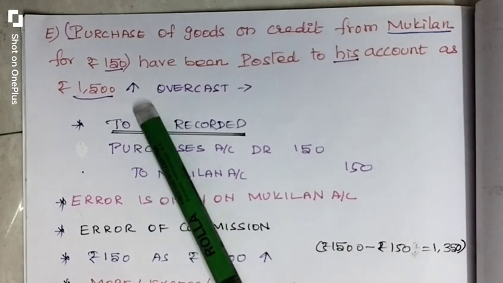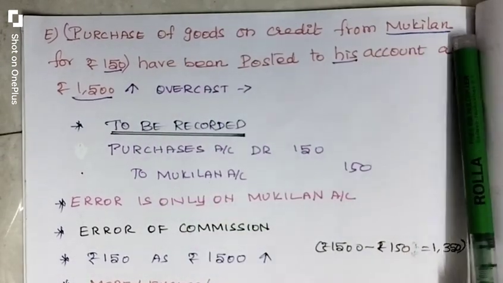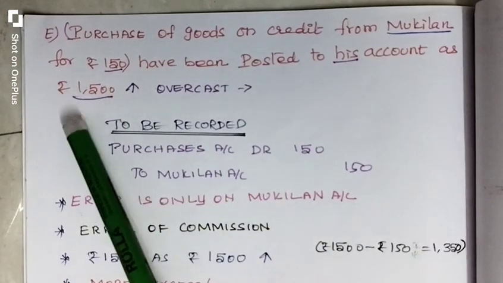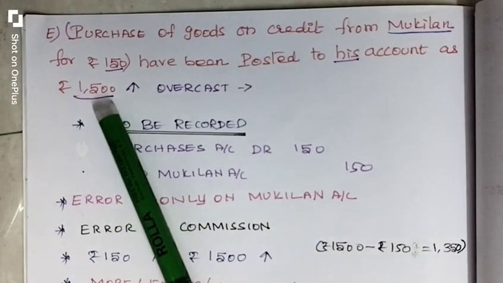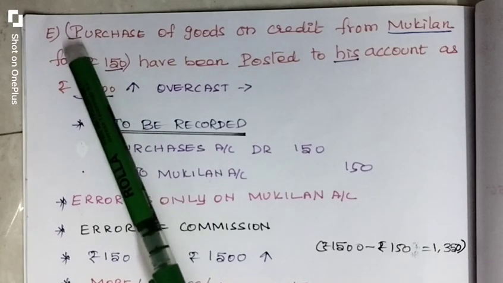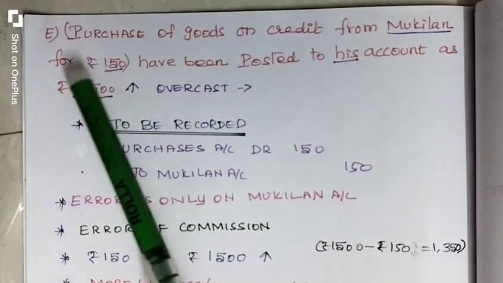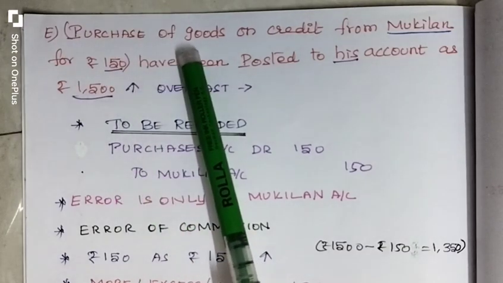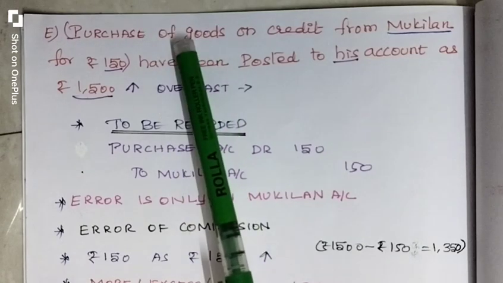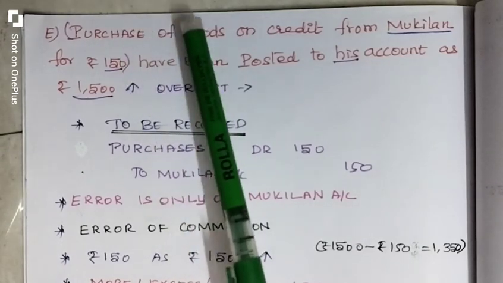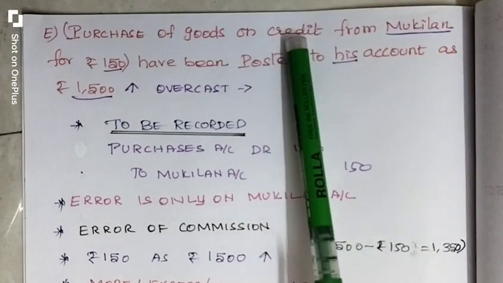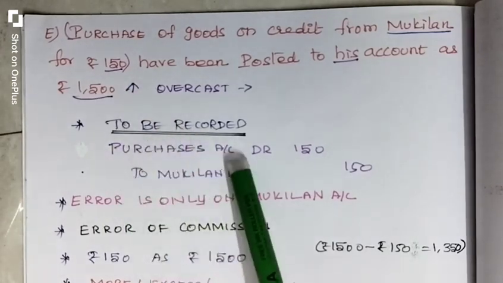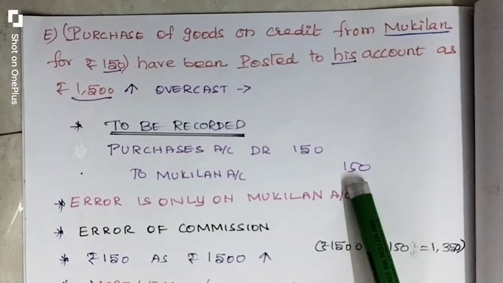The next transaction is purchases of goods on credit from Mukilan for rupees 150 have been posted to his account as rupees 1,500. Listen carefully to what this transaction tells us. Purchases of goods on credit from Mukilan for rupees 150. This transaction is the credit transaction. This is the credit purchases transaction. You purchased goods from Mukilan on credit, rupees 150. What is the journal entry to be recorded? Purchases account debtor 150 rupees to Mukilan account 150 rupees.